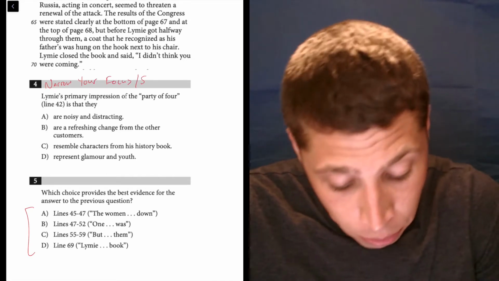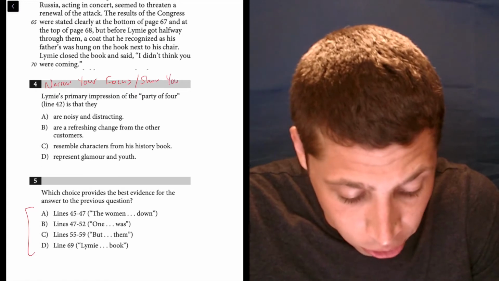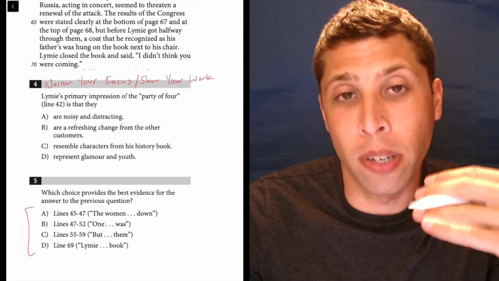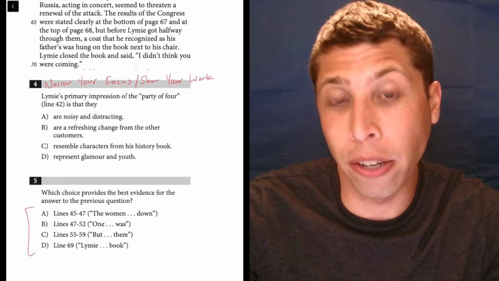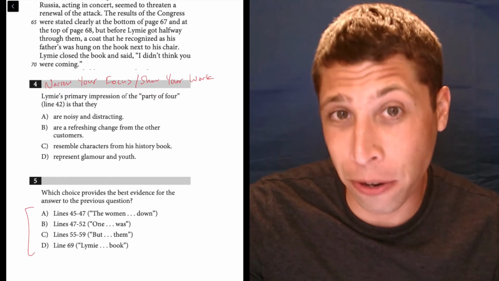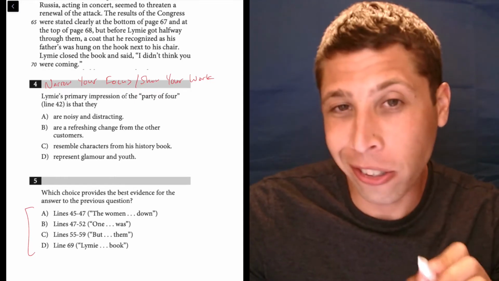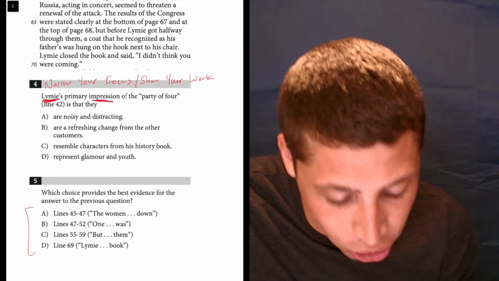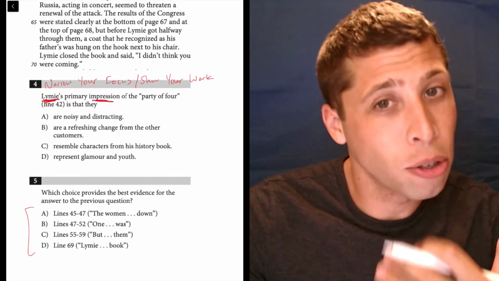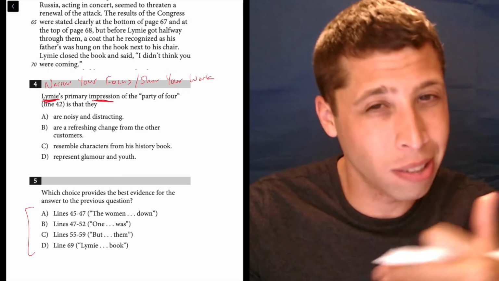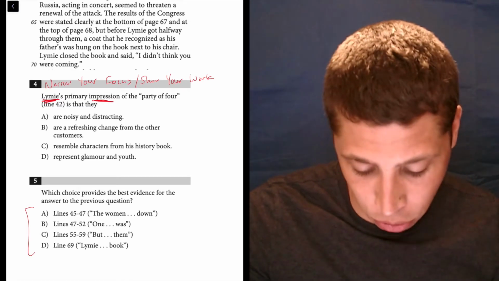So, another strategy we might use here is show your work. It's really helpful on reading to give yourself visual reminders of what you're being asked to do. And in this case, yes, we want to know about the party of 4. But the question is a little bit more narrow than that, right? Limey's primary impression of the party of 4, right? So we want to know what Limey thinks of them. So let's keep that in mind as we look at these answer choices, these line references.